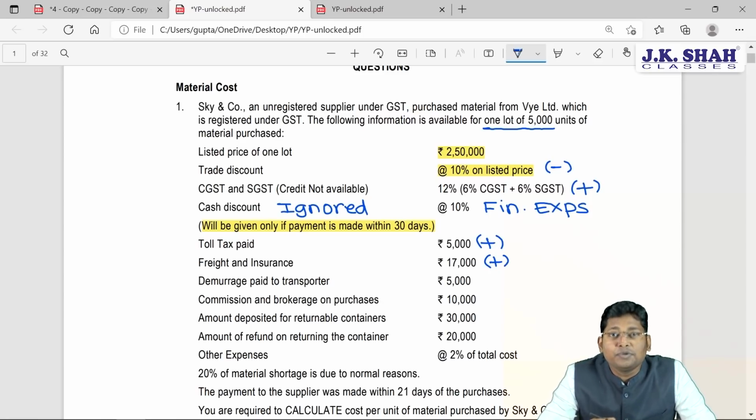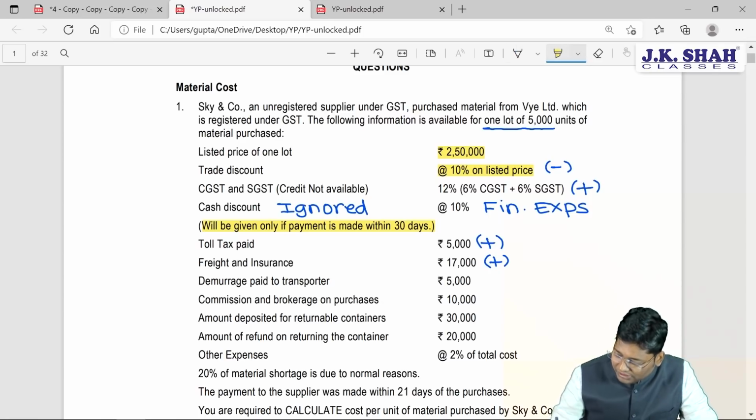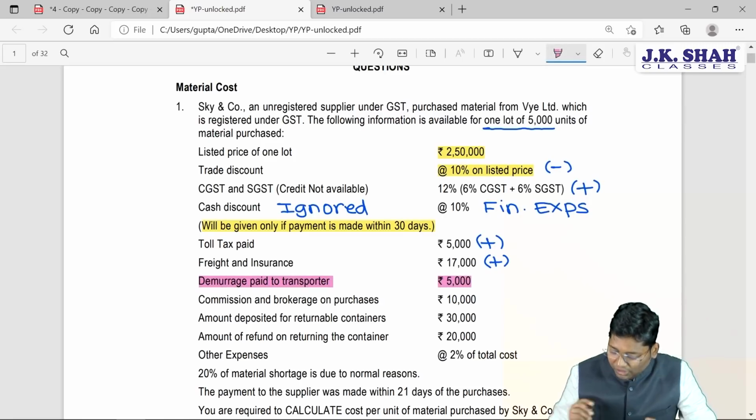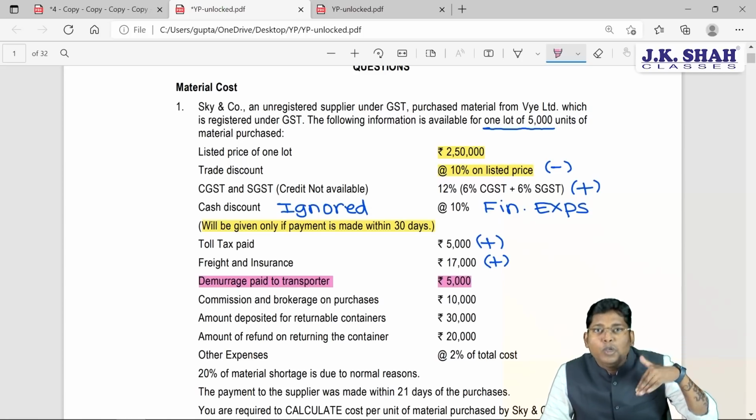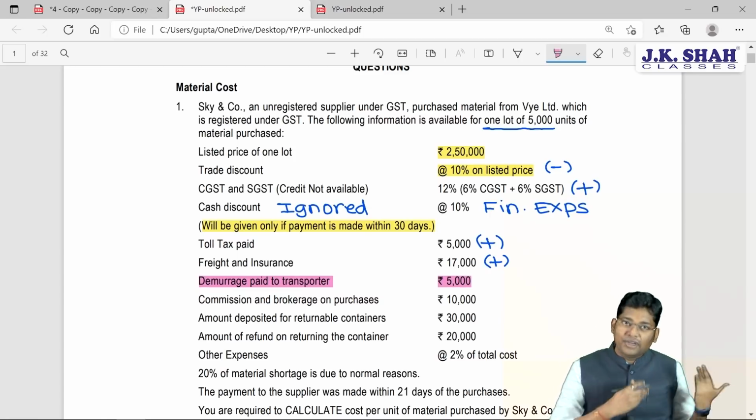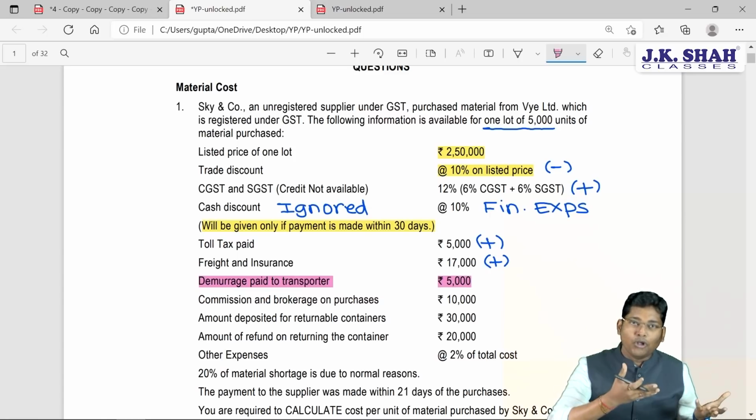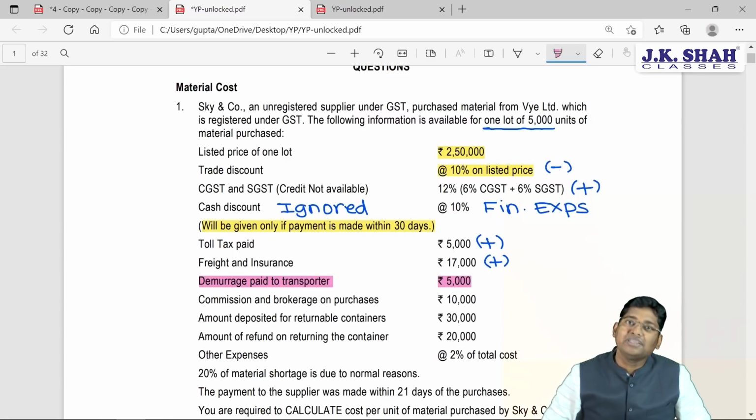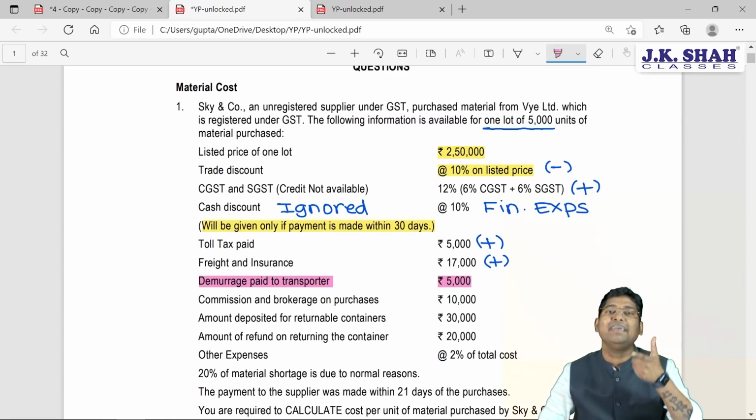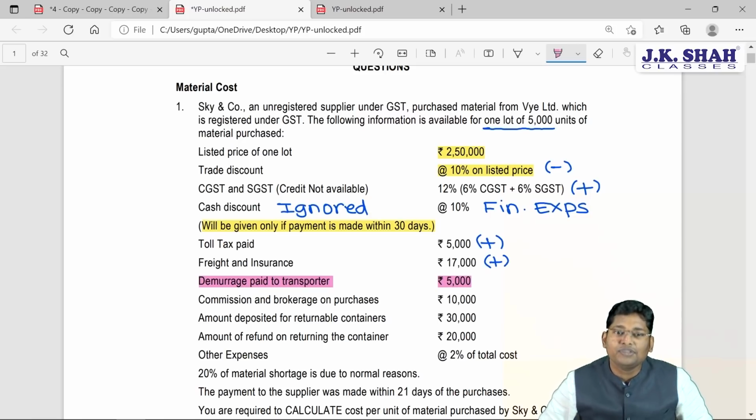Demurrage paid to transporter. This is something new which you are seeing for the first time most probably. What is the meaning of demurrage? Demurrage is the penalty which we are paying to the transporter for delaying the uploading activity of the material. That is also called offloading activity. Whenever you are uploading the material with the transporter, any delay causes you to pay some penalties, and that penalty is called demurrage.